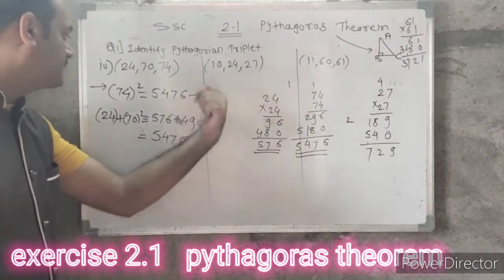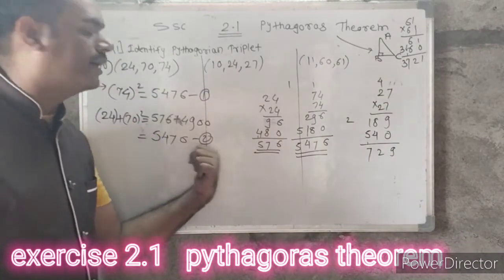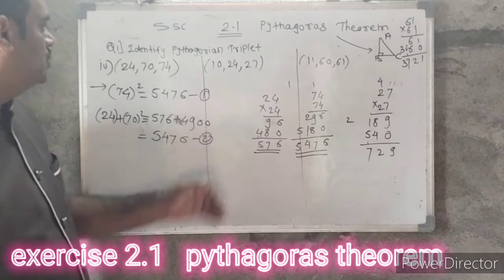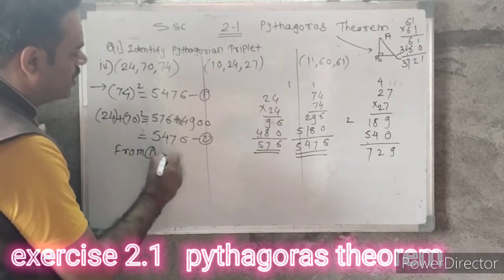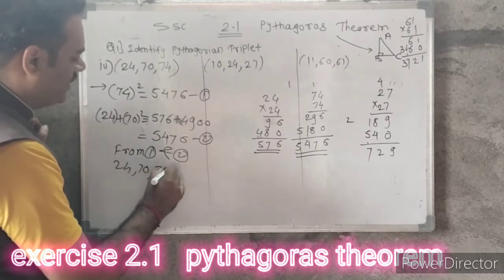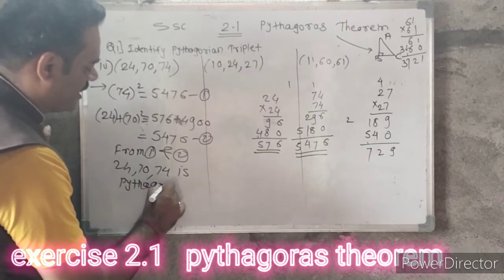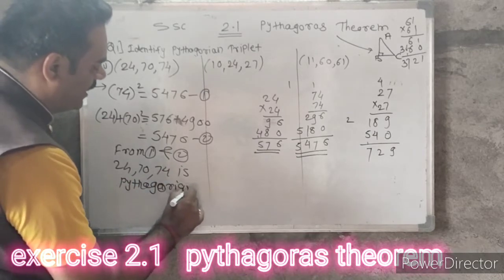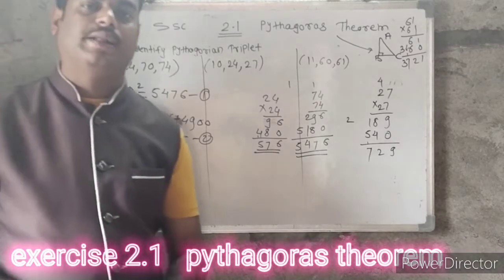Yes, both are the same, 5476, and here also 5476. So from 1 and 2 they are matching, so that's why you have to take that word. Yes, very good. From 1 and 2, 24, 70, 74 is a Pythagorean triplet.